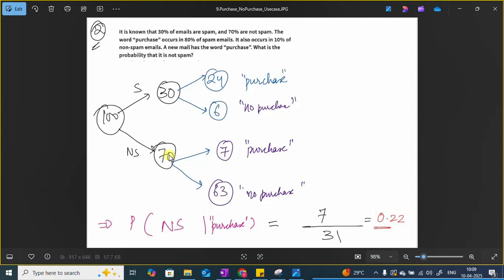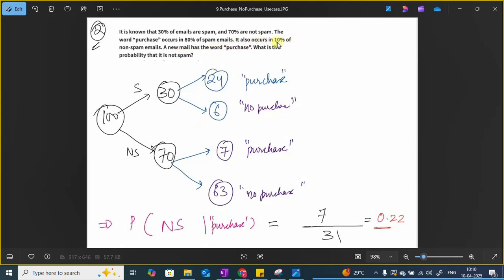Now the word called purchase occurs, meaning is present, in 80% of the spam mail. Now tell me, how many spam mails are there? 30. 80% of 30 is how much? If you calculate, that is 24. That means out of 30 spam emails, 24 spam emails contain the word purchase. Clear? Then obviously, how many emails do not contain the word purchase? 30 minus 24 is 6, which does not contain purchase. That's why I've written no purchase. Fantastic.